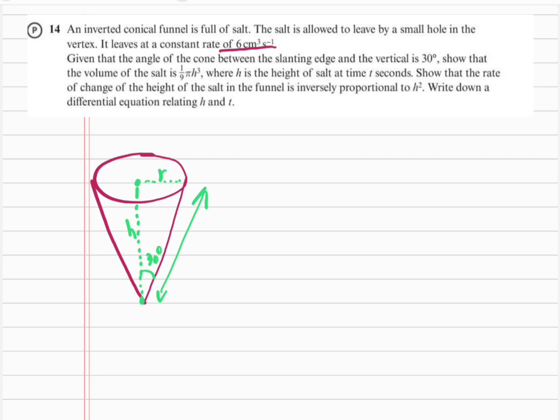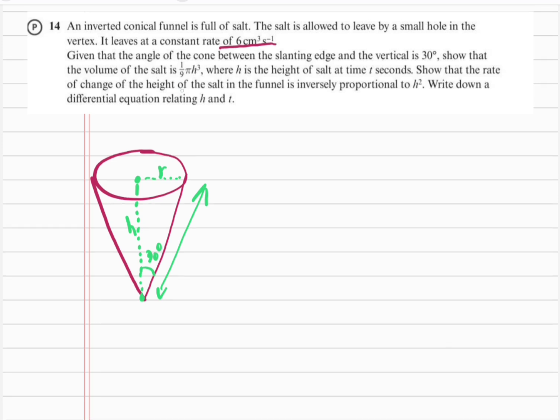Now we want to show that the volume of the salt is 1 over 9 pi h cubed. First of all, remember that the volume of a cone can be found by using the formula V is equal to a third times pi r squared h. So this is the volume of a cone. And now that we know the formula, this is going to be useful for us. But before that, there is something that we need to consider.